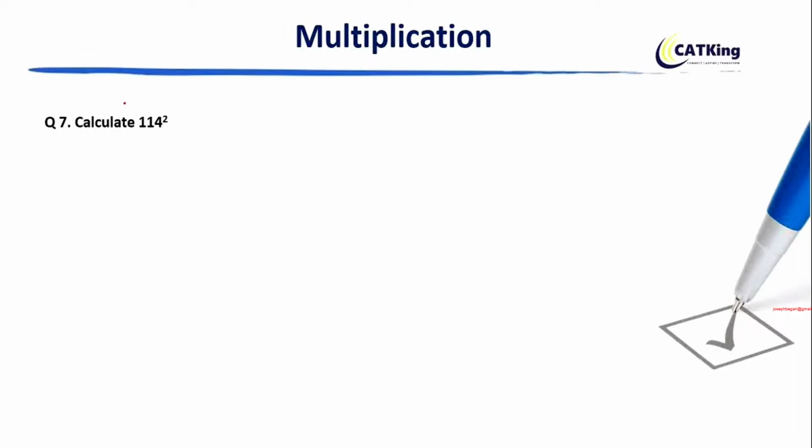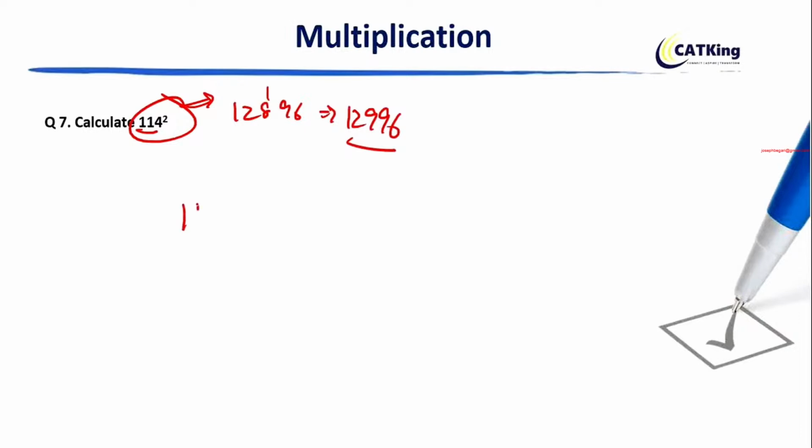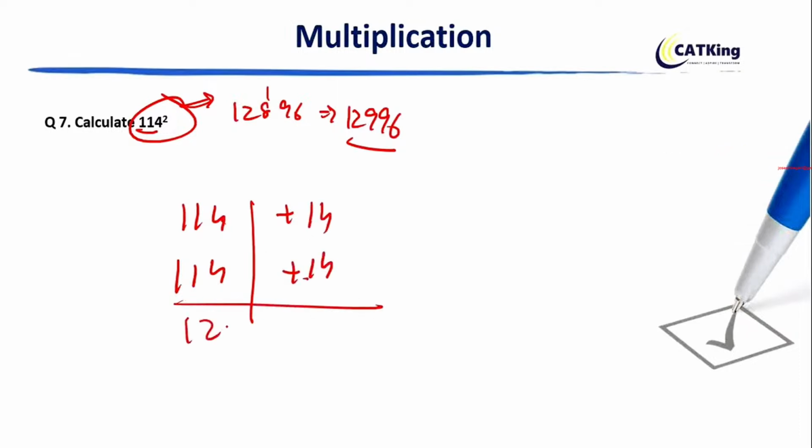Okay, next question. 114 square. We have learned the squaring part of it, right? Take the difference from 100, add 14 to it, and take the 14 square. What should be the answer according to that? 114 plus 14, 128. 14 square is 196, so this is 12996. But we can also do it by this method. This is 114, base is 100, plus 14. 114 plus 14 is 128, 14 into 14 is 196, 1 carry over, 96, which is 12996. See how simple it is, guys. This method is really simple for multiplication if you just get a hang of it.